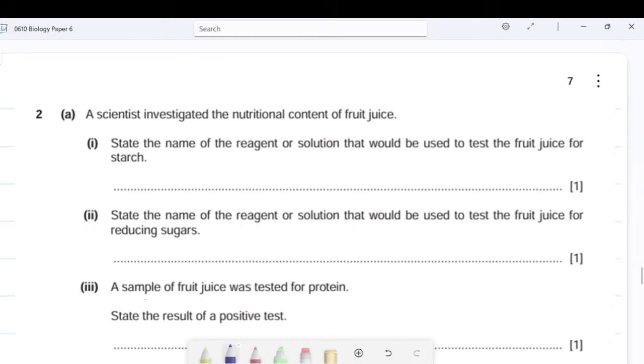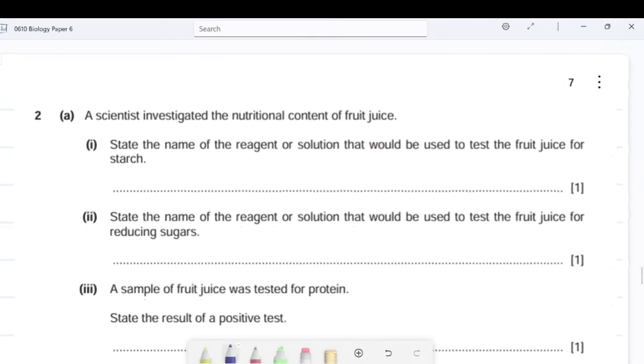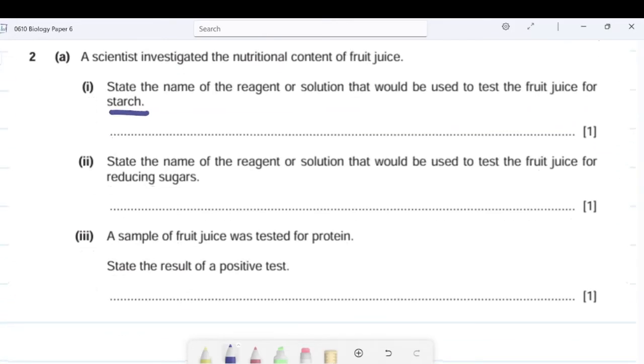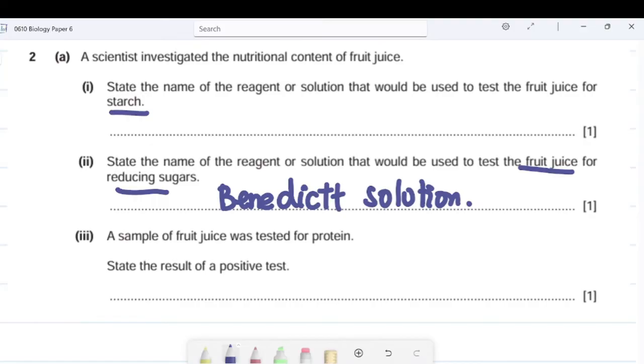Perfect. Now, let's do a little question to practice this knowledge. A scientist investigated the nutritional content of fruit juice. Name the reagent that would be used to test for starch. We're going to look at this later, so we'll come back to this. State the name of the reagent that would be used to test the fruit juice for reducing sugars. It is Benedict solution. Think of Benedict Cumberbatch.